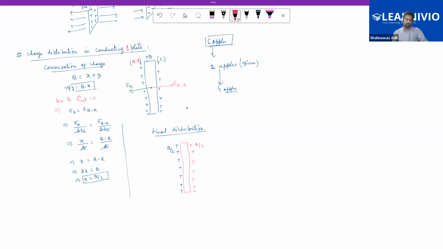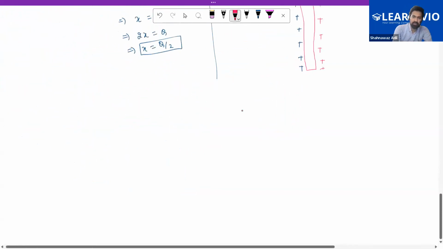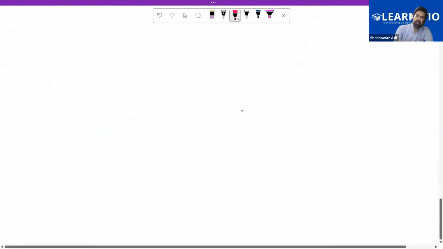Done, sir. Okay, so now let us talk about two conducting plates, right? Just now we talked about one plate. Now the question is: what is the final charge distribution for the case below?